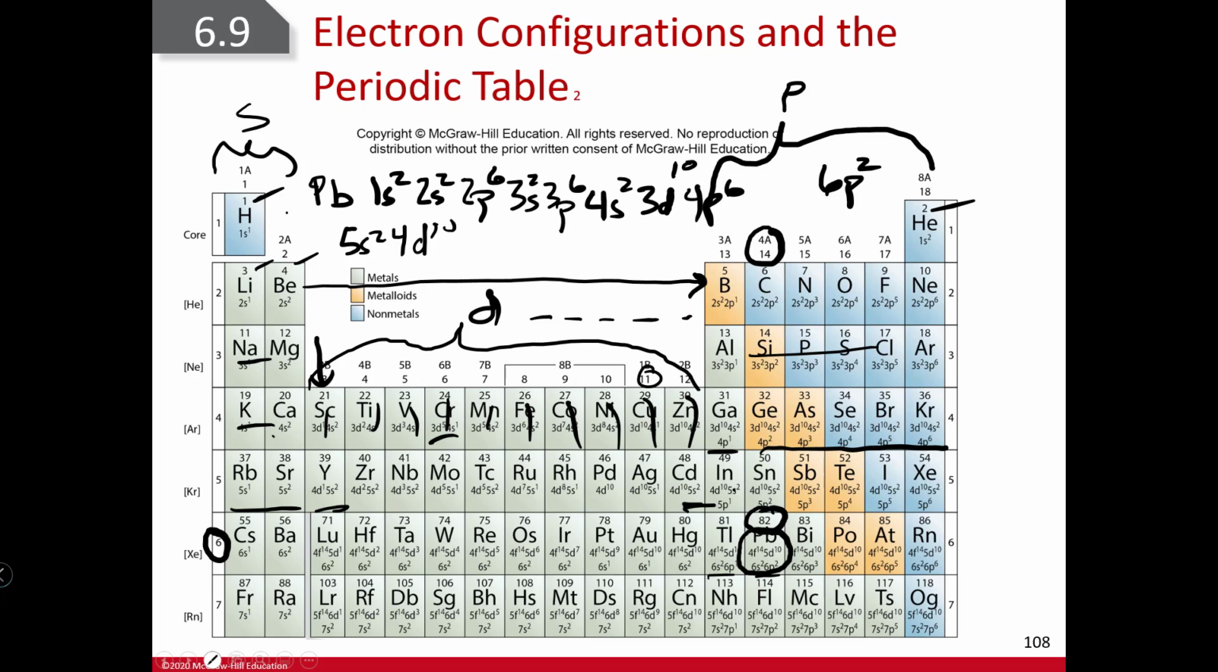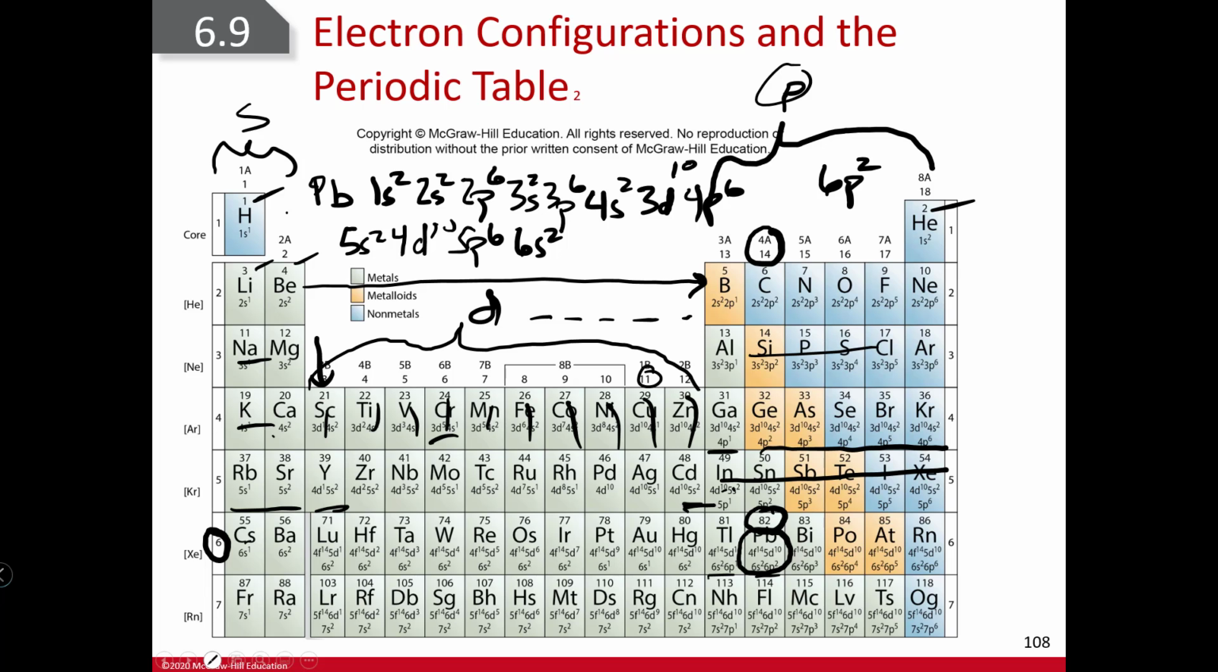When we come out the other side here, we're in the P block. This is the 5P. We go 5P6. Takes care of all of those right there. Now we're at the 6S, 6S2. Now watch what happens here.